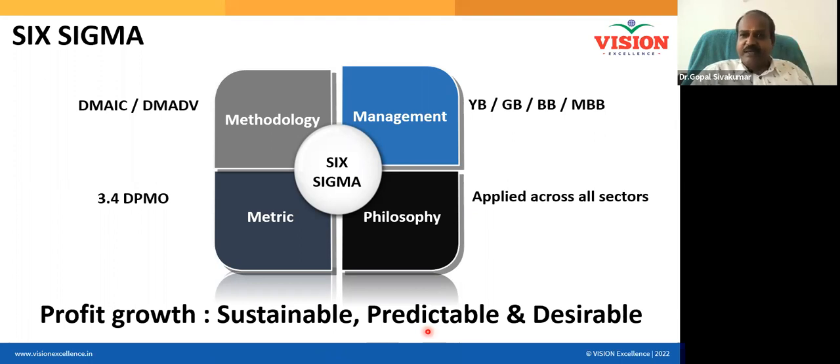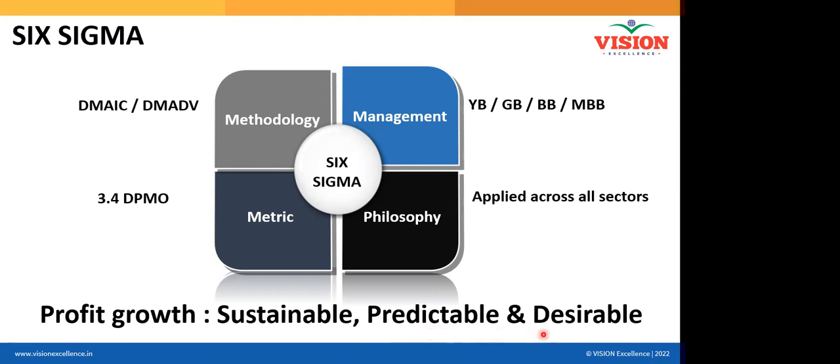Predictability will be better if the data exhibits normal distribution. Please understand, if the data is not exhibiting normal distribution, predictability is poor. Predictability is better if you can see the bell curve in your data. All of you understand the meaning of predictability? Yes. Now, desirable.